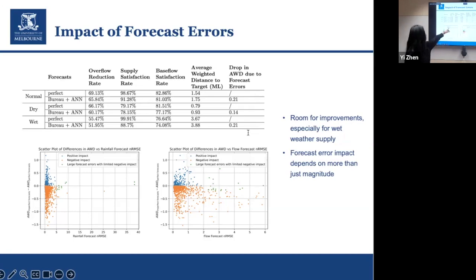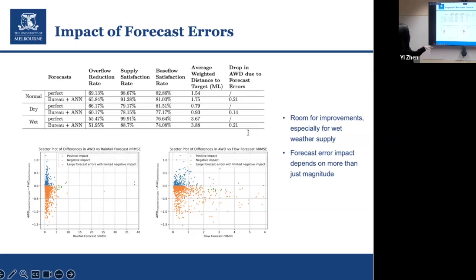So the supply satisfaction rate was largely affected by the forecast error during normal and wet years, suggesting that there is substantial room for improvement in our current strategies, especially for the wet weather supply. And as the impact of forecast error could fluctuate across different scenarios, we also test the strategy on 1,000 different 7-day periods with and without forecast error.